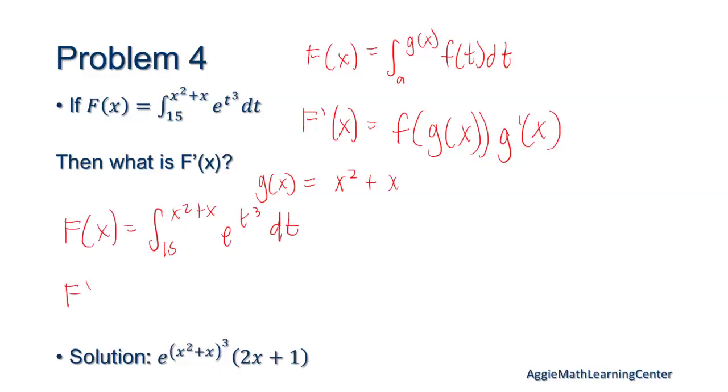So just plugging in, we're just plugging our g of x into that e to the t cubed. That makes sense. So it's just e to the x squared plus x cubed. And then we have to multiply that by the derivative of g, which is just 2x plus 1. So not that bad. You just plug that g of x on the top into your function, and then multiply it by the derivative of g. Okay. Everybody feel good about that question? Okay, sweet.